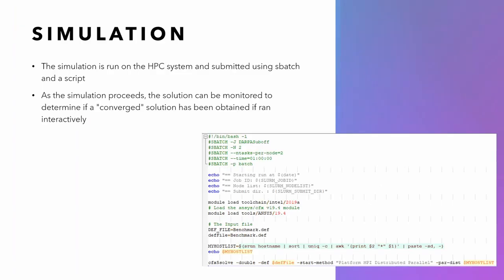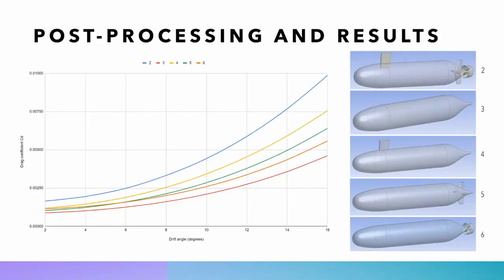The simulation is run on HPC using interactive or batch processing and distributed processing. We have used sbatch and a script for running our simulation on 2 nodes. This is a snapshot of the script we have used for the batch processing. We can also monitor the solution convergence if run interactively. Once the simulation is successful, we gather the data for post-processing. Here we see our first set of results.